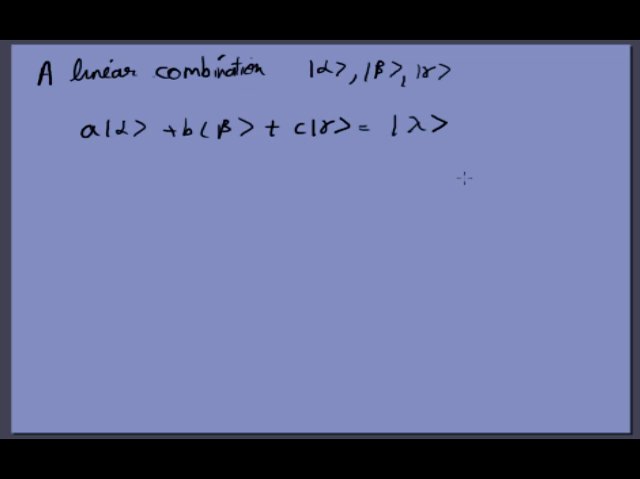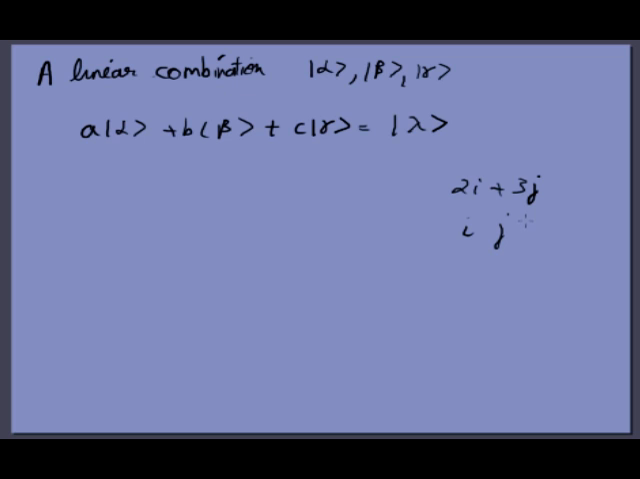As an example, if you take the vector 2i plus 3j, it is a linear combination of the vectors i and j. If you multiply i with 2 and j with 3 and add them together, you'll get the vector 2i plus 3j. A vector lambda is said to be linearly independent of the vectors alpha, beta and gamma if it cannot be represented as a linear combination of alpha, beta and gamma.